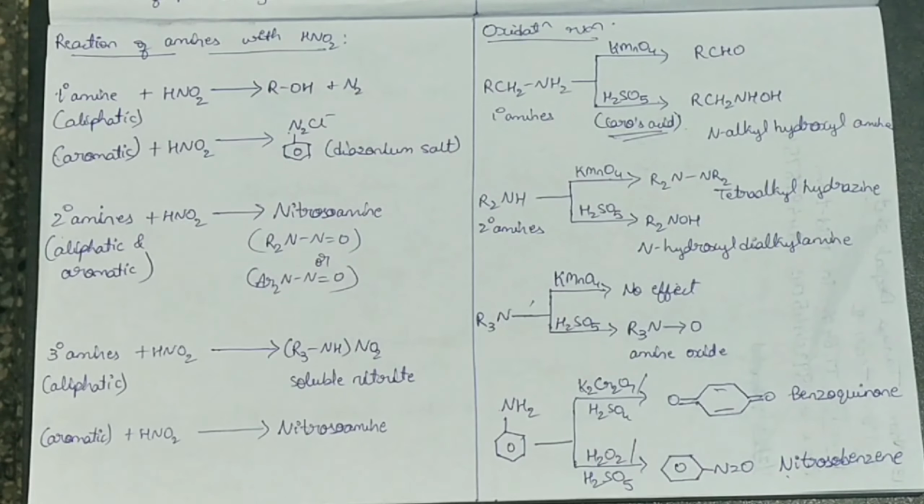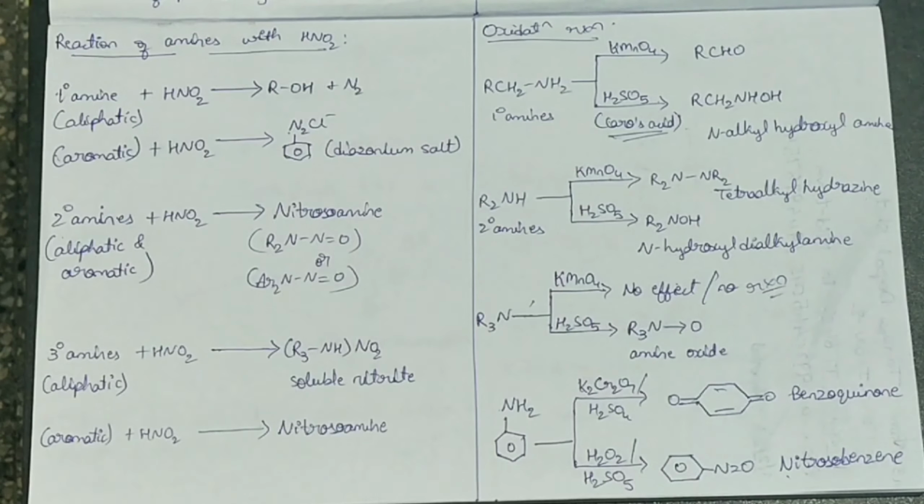Secondary amine on oxidation with KMnO4 gives a tetraalkyl hydrazine, where a hydrazine compound will be formed. Secondary amines reacting with H2SO5 give an N,N-dialkyl hydroxylamine. N,N-dialkyl hydroxylamine will be the product when secondary amine undergoes oxidation. Why does tertiary amine not go through oxidation?